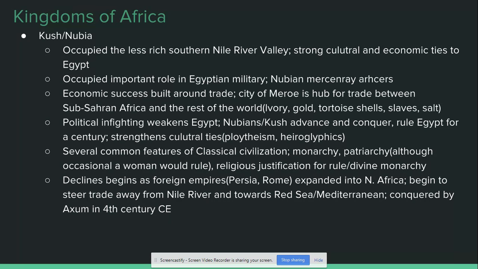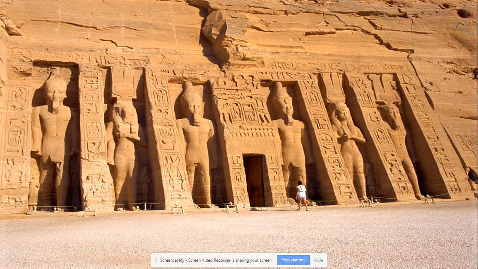And as that trade is steered in other directions, well, the economic power that once funded Kush and its military strength begins to slowly dissipate, to the point where in the 4th century CE, they are conquered by their neighbors and rivals in Axum.